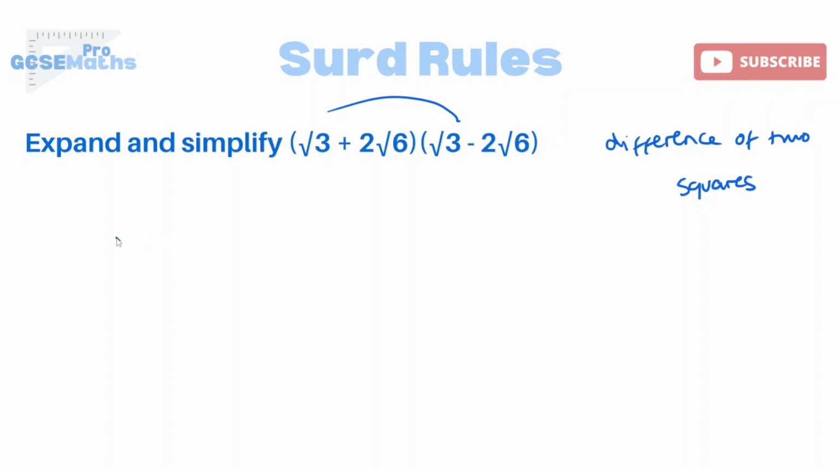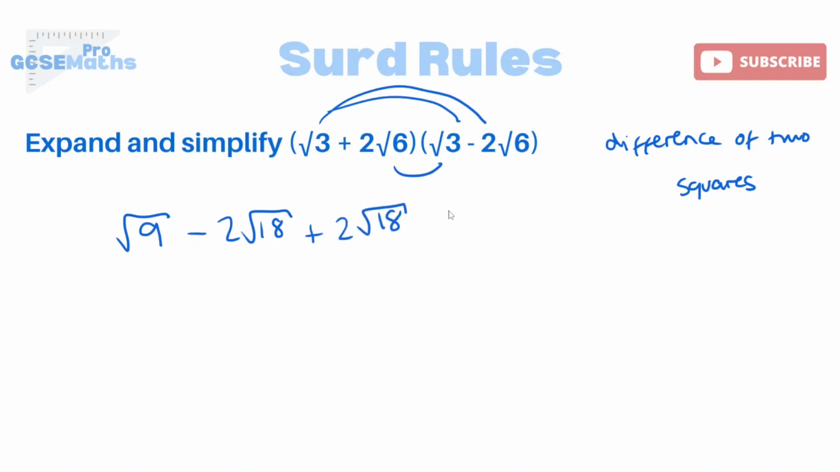Root 3 times root 3 is root 9. Root 3 times negative 2 root 6. Okay, so 2 times 1, because it's 1 root 3, isn't it, is 2, and then 3 times 6 in the bracket is 18. Now, this is exactly the same multiplication, except luckily both of them are positive, so it's going to be positive 2 root 18. And then finally, we've got 2 root 6 times root 2 root 6, which is 2 times 2, which is 4, and root 6 times root 6 is root 36. That one's a negative, isn't it? Because we've got positive times a negative.